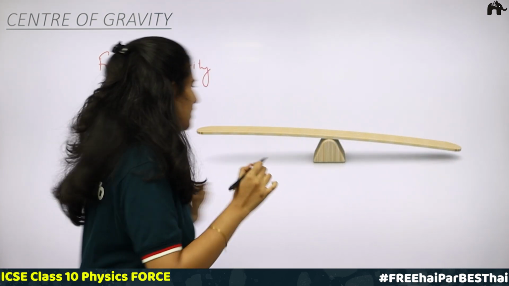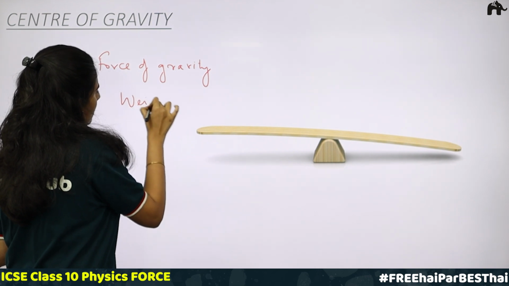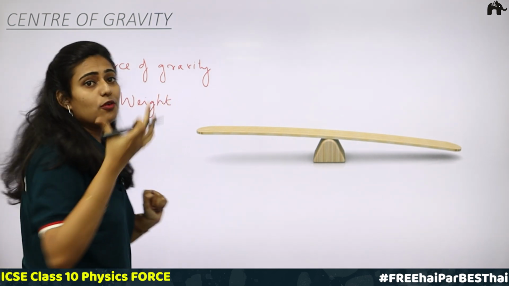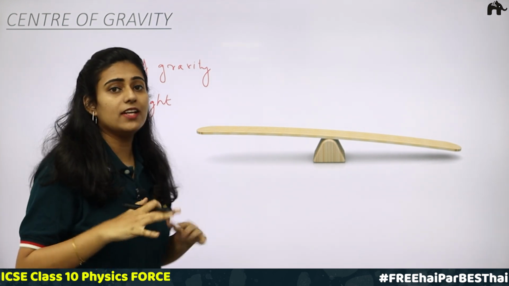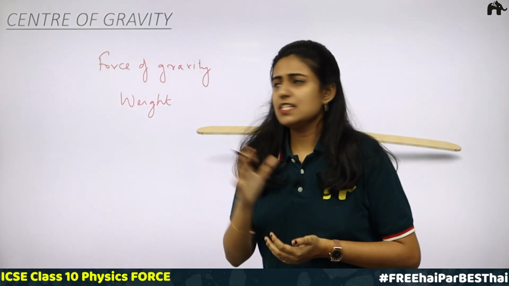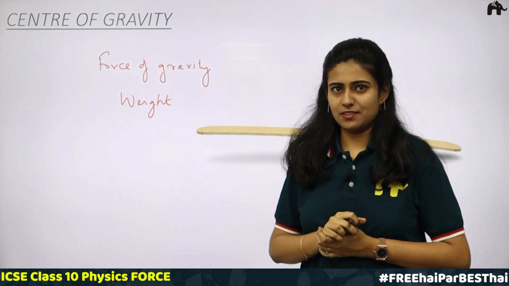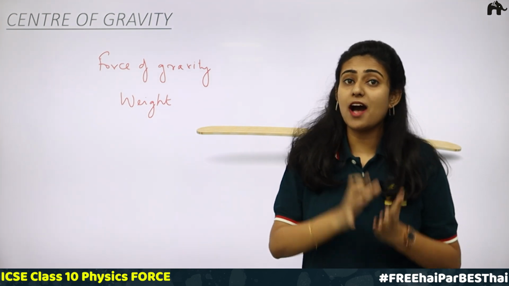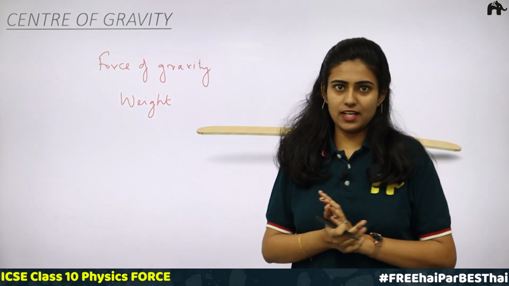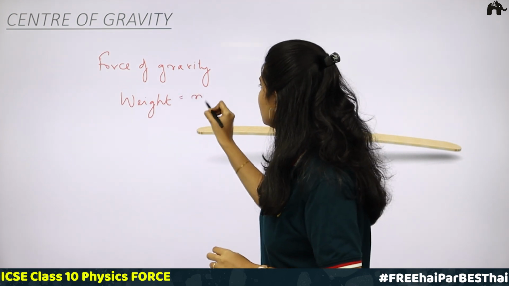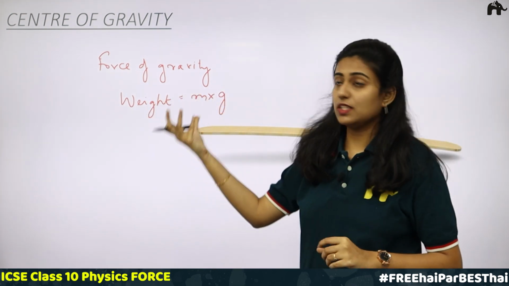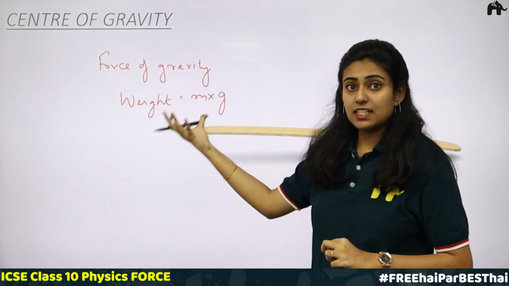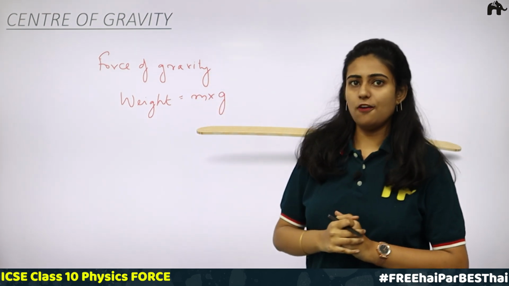Now, what is weight? What is weight of a body? Weight is the force with which Earth pulls an object. For example, when I stand on a weighing machine, is it actually my mass or weight? It is a weight, that is my mass into acceleration due to gravity. Weight is equal to mass into acceleration due to gravity. And weight is a force with which every object is attracted towards the center of Earth.